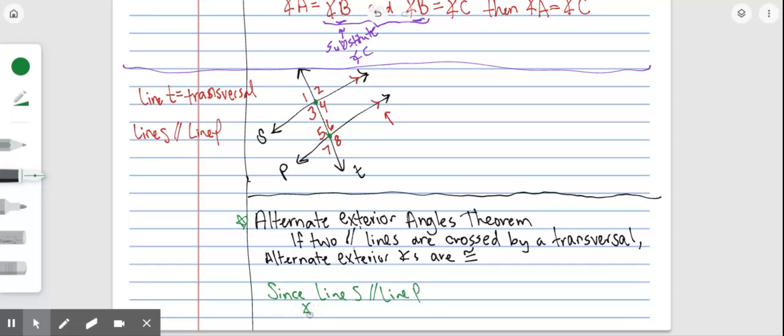So angle 2 is congruent to angle 7 because they're on opposite sides of T on the outside of S and P. And also angle 1 is congruent to angle 8. Okay. So again, notice I'm just using the same angles from that original drawing. I notice that 2, 7, 1, and 8 are on the outsides of S and P, and they are on opposite sides of the transversal T. Okay. Take a minute, pause the video, make sure that you get this definition written down, and then we're going to go on to consecutive interior angles theorem.